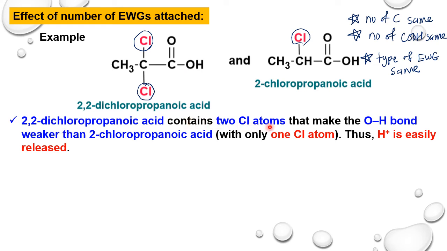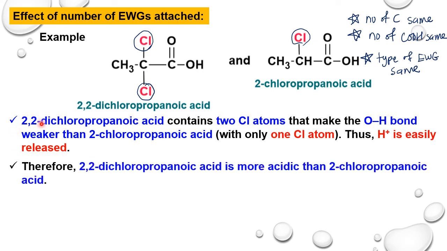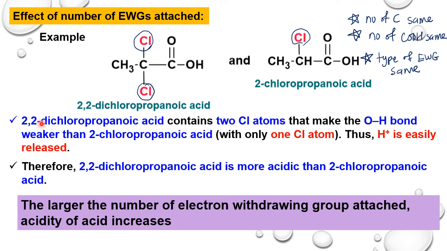2,2-dichloropropanoic acid contains 2 chlorine that make the OH bond weaker. Ingat kita fokus pada OH bond. Okay, then 2-chloropropanoic acid with only one chlorine atom. Thus, H plus is easily released. Maksudnya easily released ni dekat mana? Dia refer kepada 2,2-dichloropropanoic acid. Okay, so therefore, the 2,2-dichloropropanoic acid is more acidic than 2-chloropropanoic acid. Okay, jadi kita boleh buat conclusion.